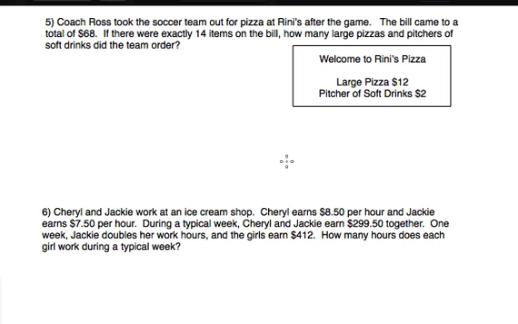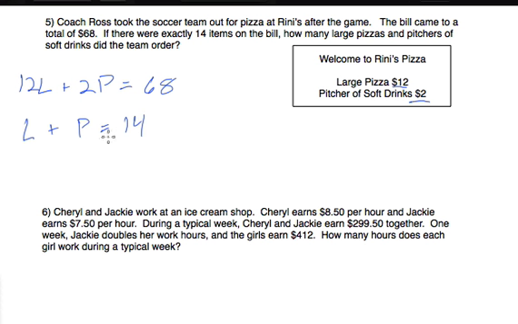Number 5. Coach Ross took the soccer team out for pizza at Rini's after the game. The bill came to a total of $68. If there were exactly 14 items on the bill, how many large pizzas and pitchers of soft drinks did the team order? Well, we know that a large pizza costs $12 and a pitcher of soft drink costs $2. So we know that $12 times the amount of large pizzas ordered plus $2 times the amount of pitchers of soft drinks ordered came to a total of $68. We also know that the amount of pizzas that we ordered plus the amount of pitchers that we ordered was a total of 14 different items.